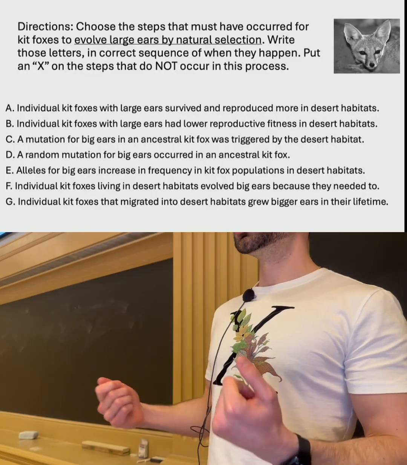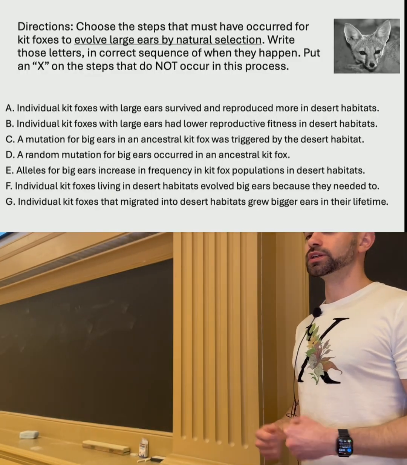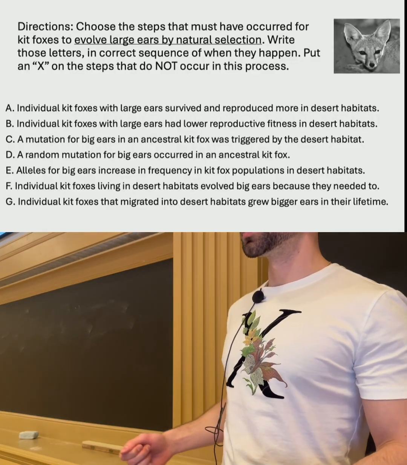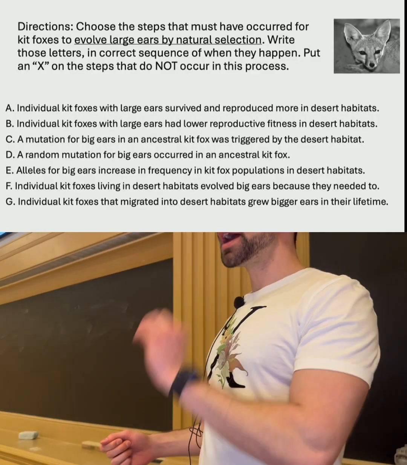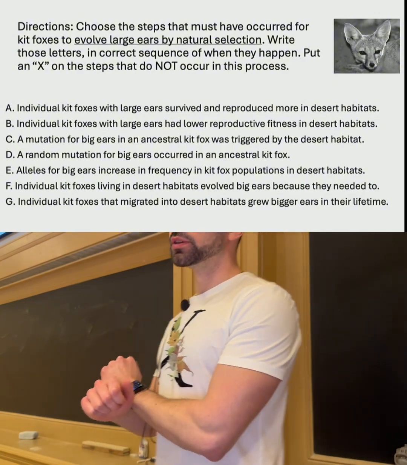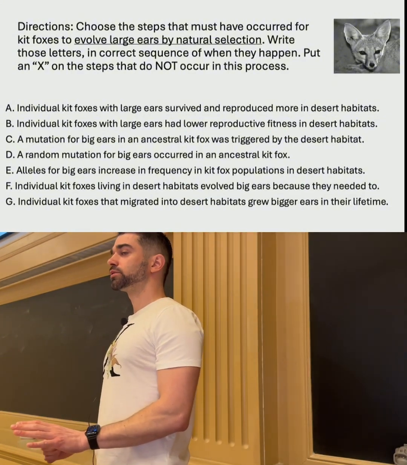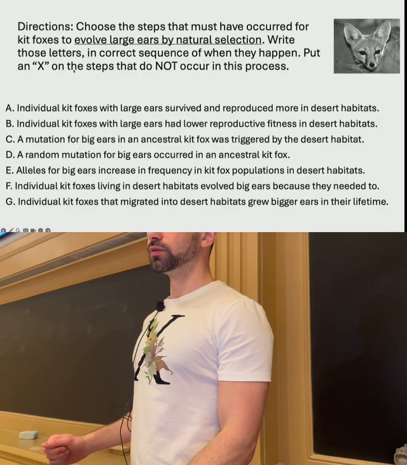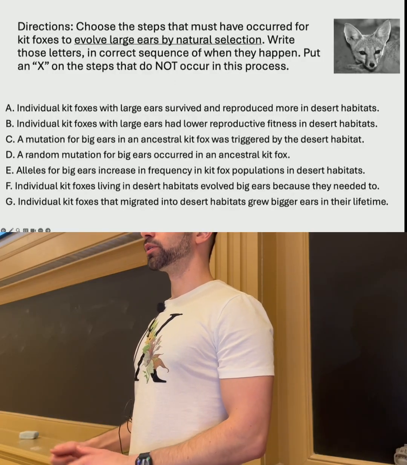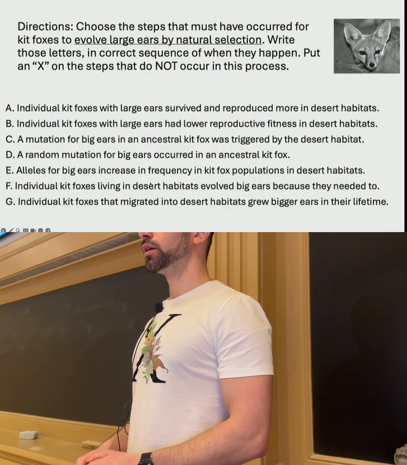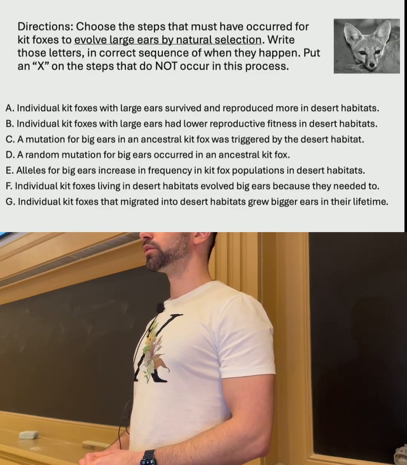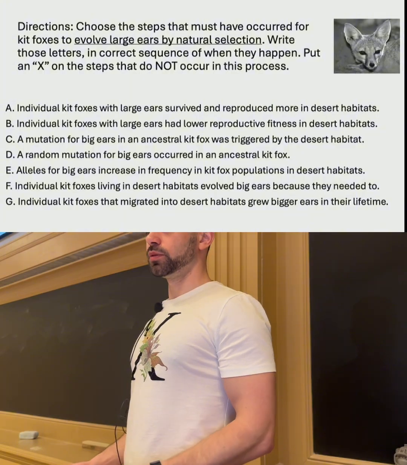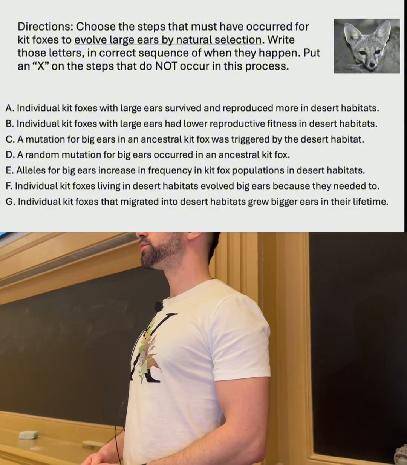So the directions are: choose the steps that must have occurred for the kit foxes to evolve large ears by natural selection. Write those letters in the correct sequence of when they happened, and then put an X on the shapes that do not occur in this process. So you won't use all of these letters, some of them aren't applicable, but group those separately. So yeah, let's take maybe like 3 or so minutes to talk about this, and then we'll go over it as a class.